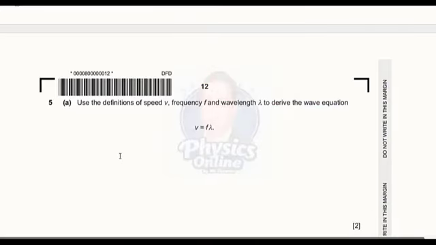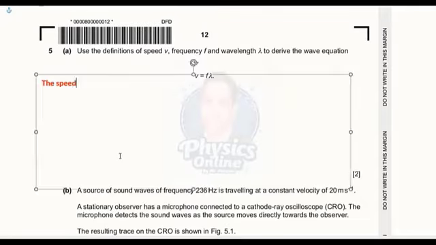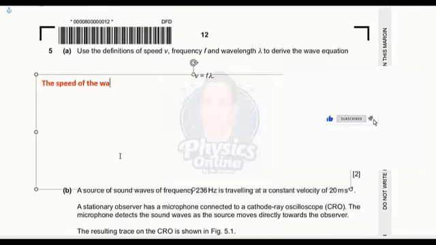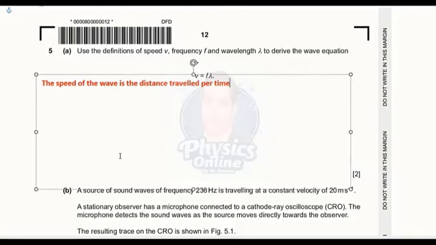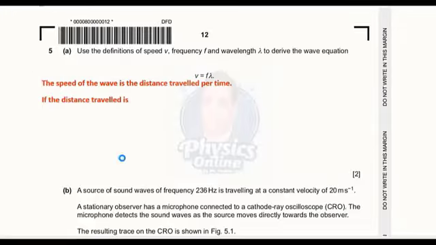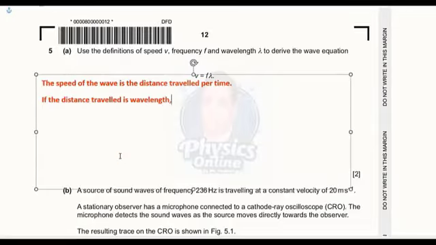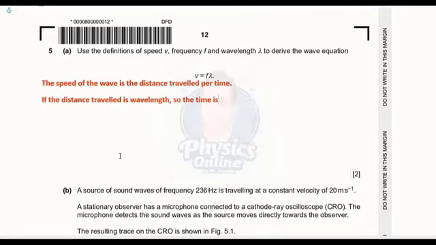Use the definition of speed v, frequency f, and wavelength lambda to derive the wave equation. You know that the speed of a wave, or speed in general, equals distance over time. Distance traveled per time. Now, if this distance traveled is the wavelength, so the time needed is the time period.